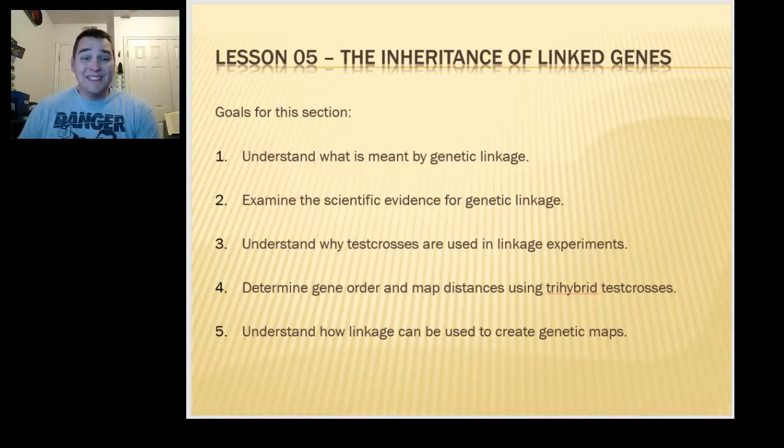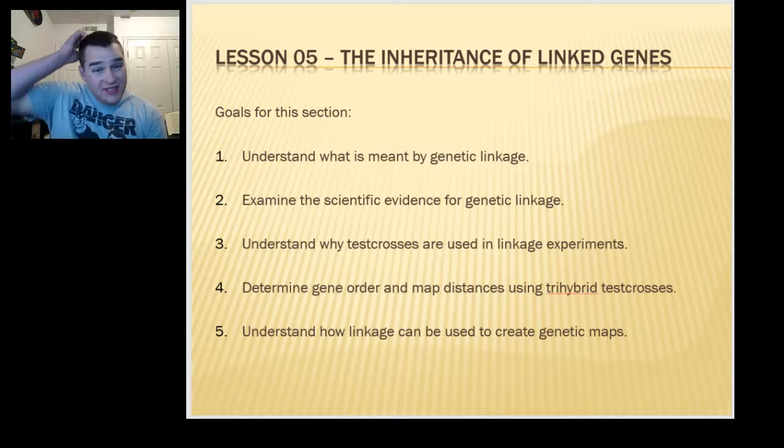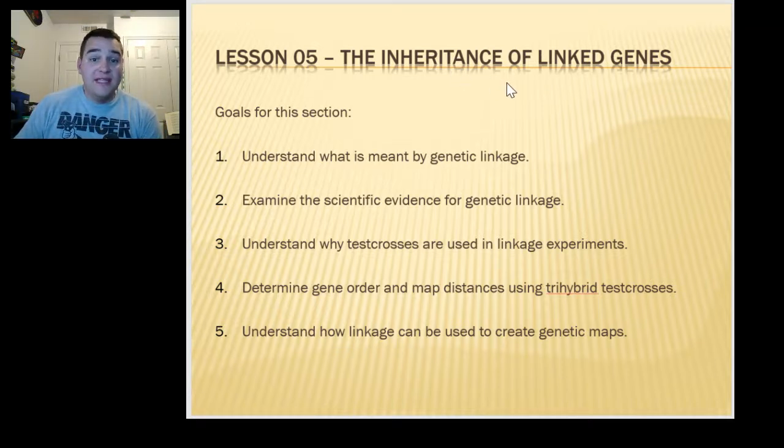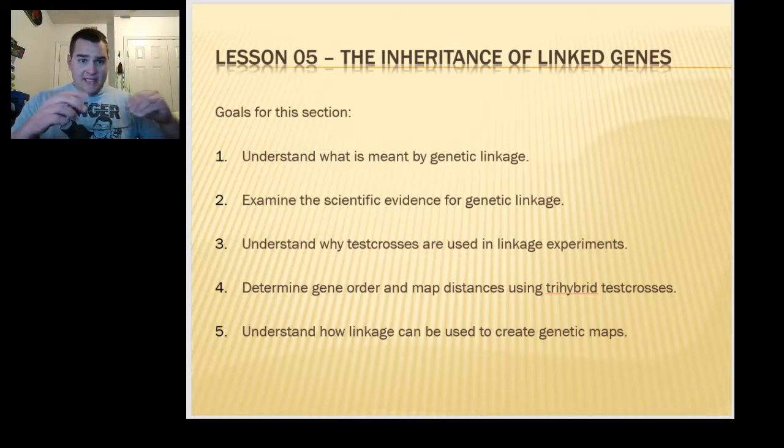I'm going over lesson 5 and pretty much how this lesson works. We're going to go over the inheritance of linked genes and understand what is meant by genetic linkage, examine scientific evidence for linked genes, and understand why test crosses are used for genetic linkage to determine gene order and map distances. It's a practice problem that I figured out using trihybrid crosses, and we'll understand how linkage can be used to create genetic maps.